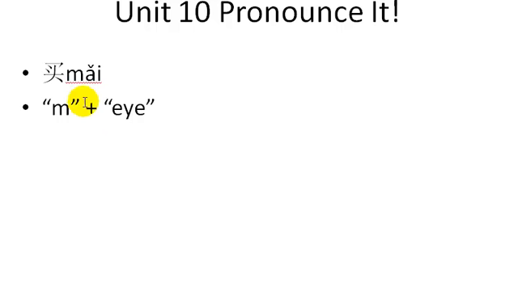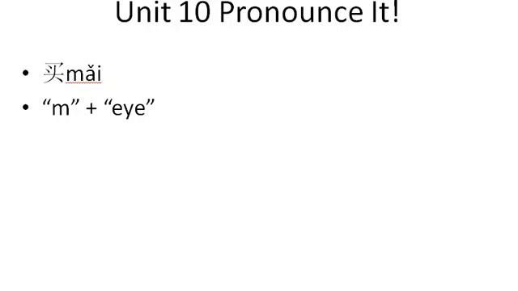Okay, so the first one here is ma. Now you've been exposed to this final ai because you've seen it in the word, for example, tai for too much, tai gui le, too expensive. So that's ai. Instead of the T, you have an M. Remember, the ai final sounds like I, and the M initial sounds like our M. So you come up with mai, and in the third tone, we have mai.